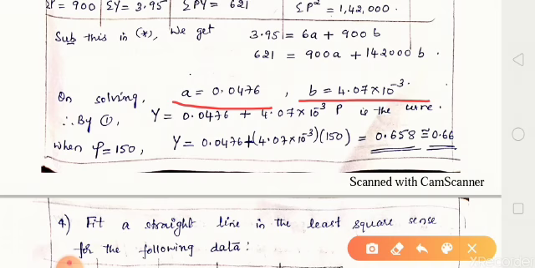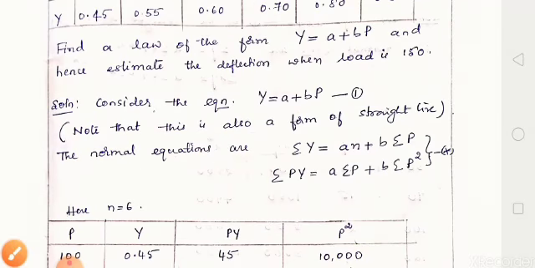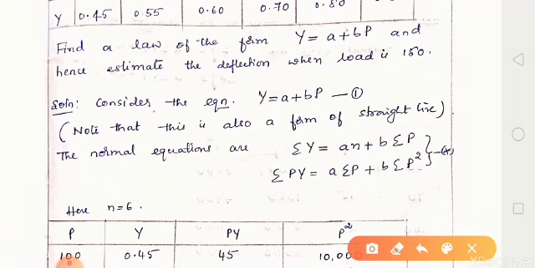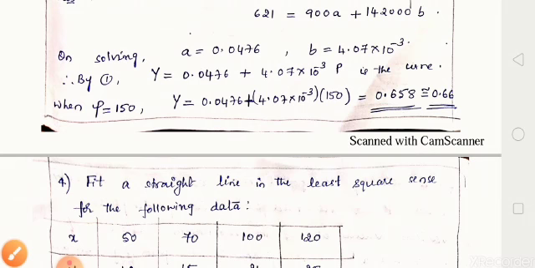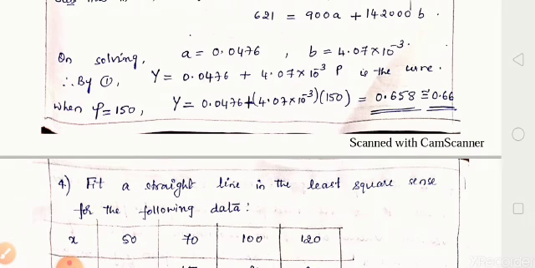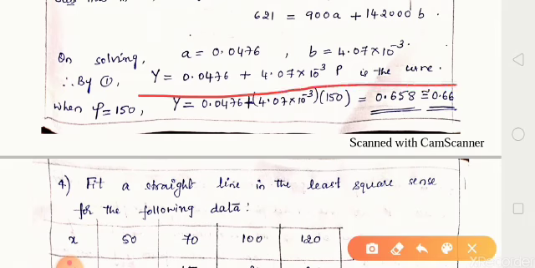So this is the equation of y. Y equal to a plus bp is there. Substitute values for a and b here. We will get the required expression for y as y equal to this one.